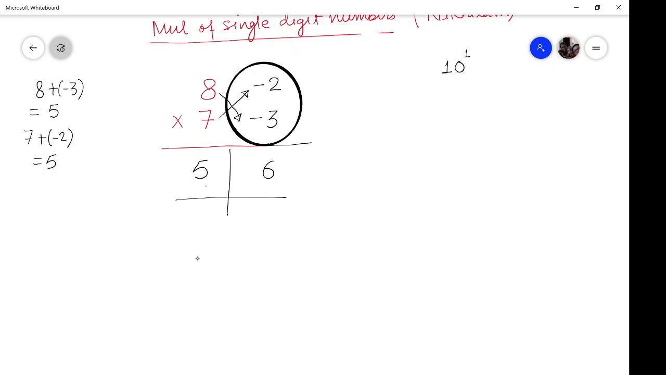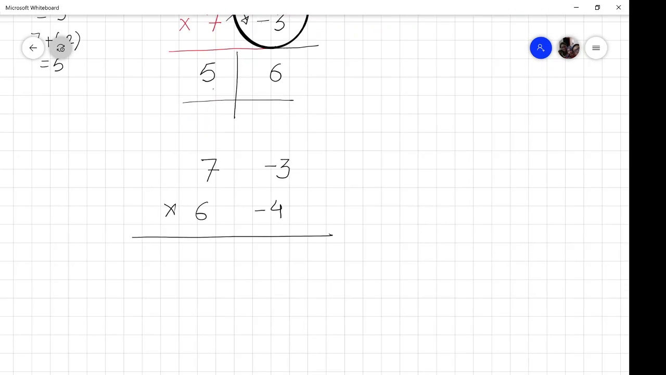Let us say that you want to multiply 7 and 6. So how much is 7 offset? 7 is offset by minus 3 from 10, and 6 is offset by minus 4 from 10. You have to multiply these.